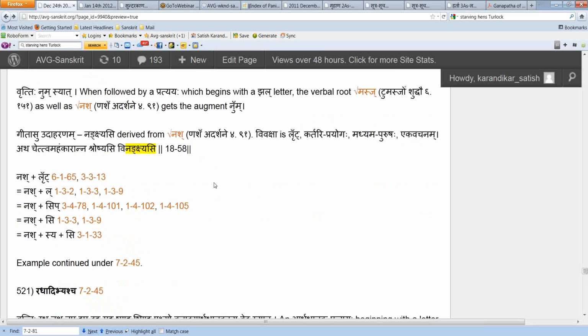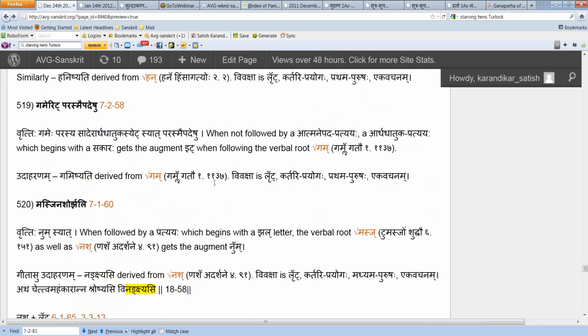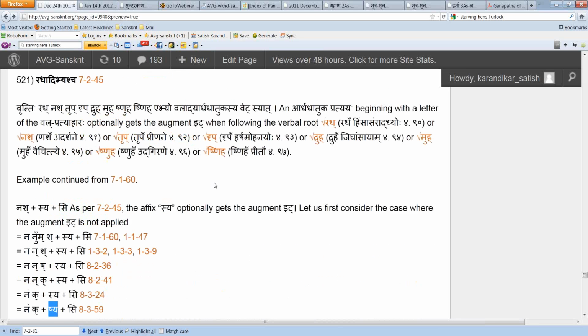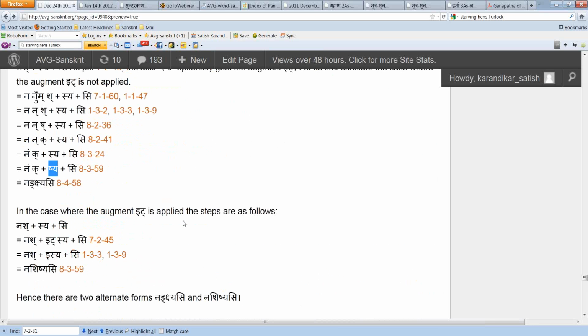So think of these two rules, which are maschinashor jali and radhadibhyascha. Of course, when the idagama is done, it's straightforward because the pratyaya is no longer jaladi. You just apply the idagamaha and it becomes nashishyasi. So there is a straightforward form. When the idagama comes, it's no longer jaladi, and there's no numagama either. So there are two forms, nangshasi and nashishyasi.